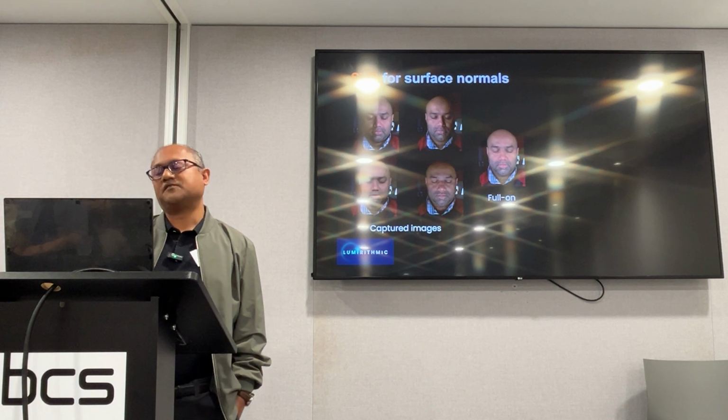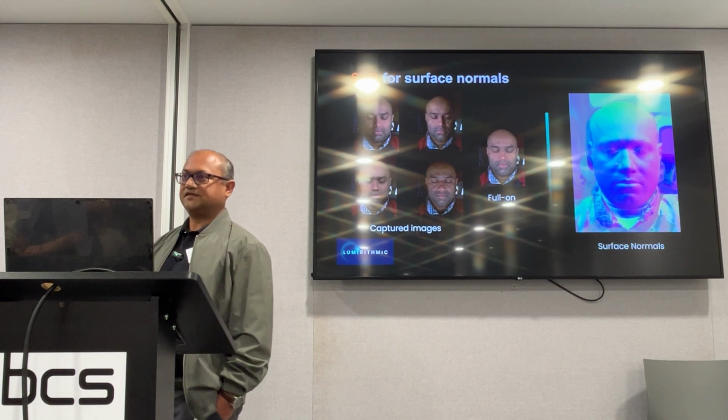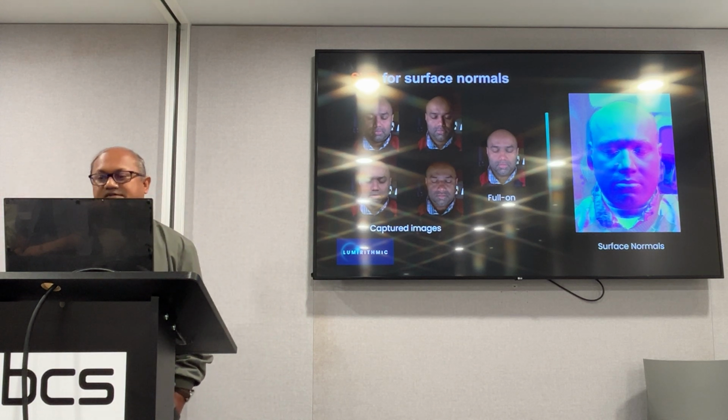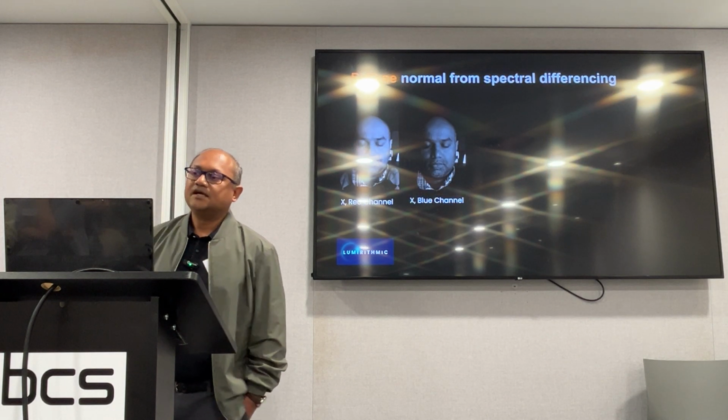For surface normal recovery, then we just compute an SVD, and the principal components of the SVD then point to these X, Y, and Z directions. And that's our high-quality photometric normal with just that kind of illumination.